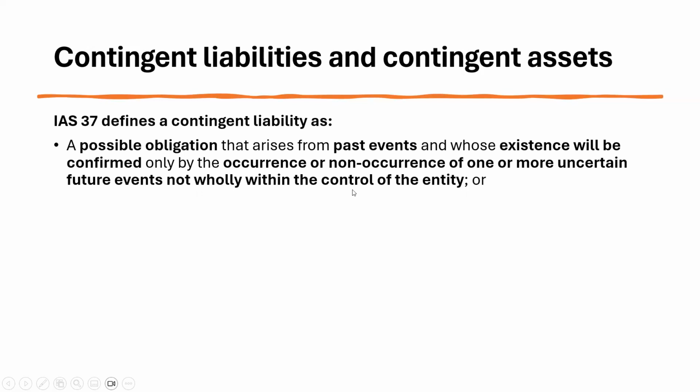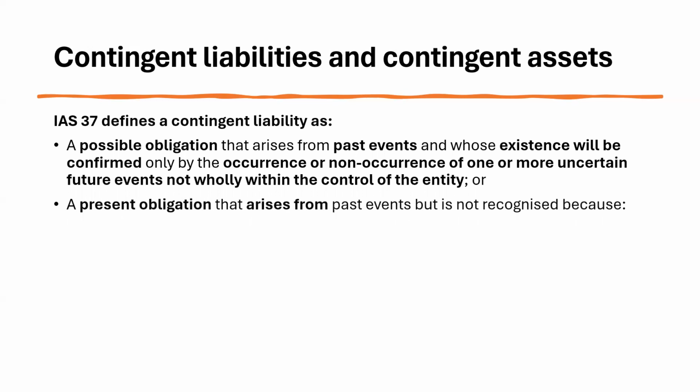So the difference between a provision and a contingent liability is that a contingent liability is a possible obligation. It may happen or it may not happen. So the occurrence of this possible obligation will be confirmed only by the occurrence of uncertain future events that are not in the control of management of the business.